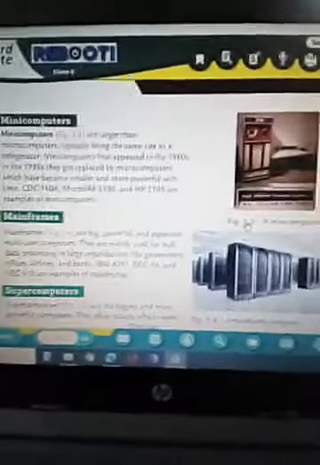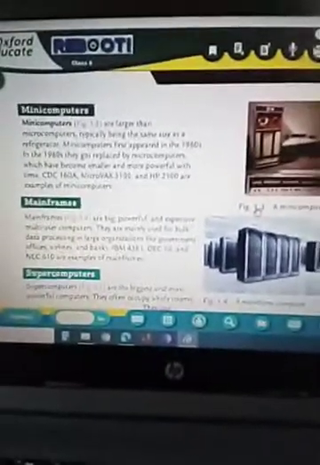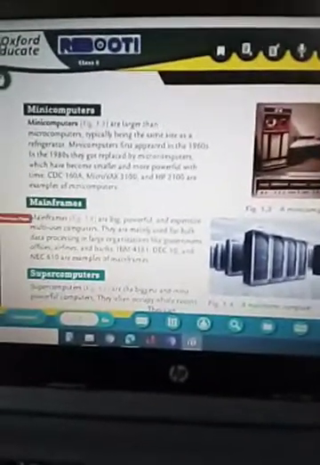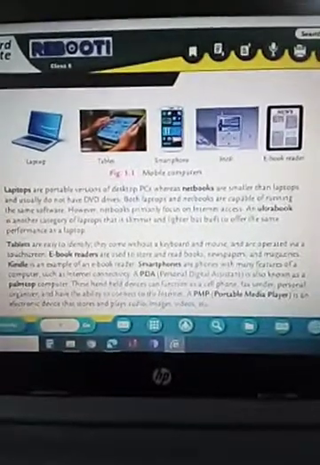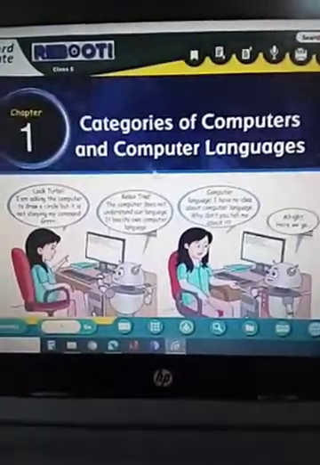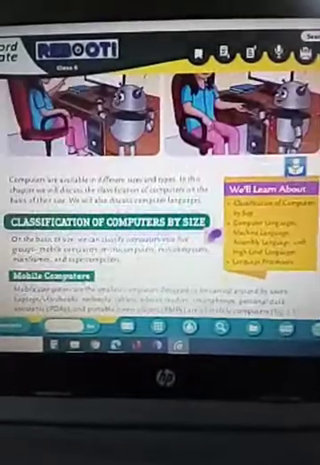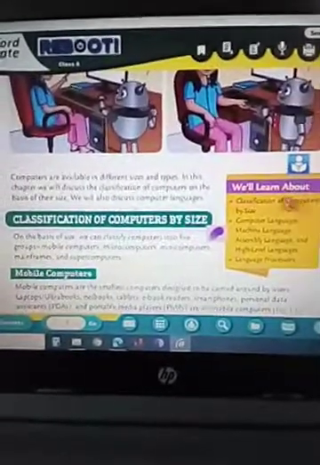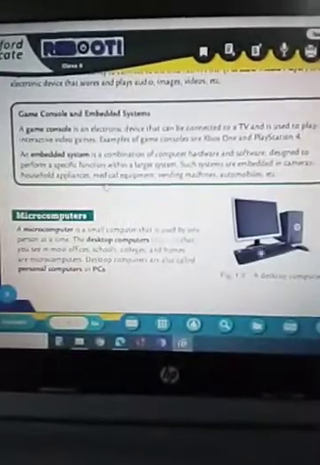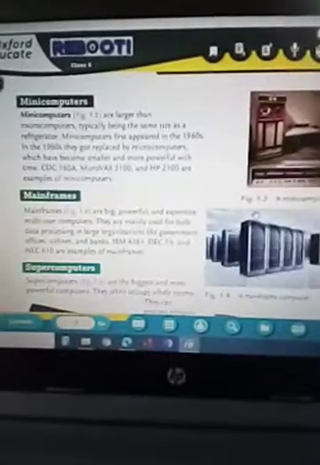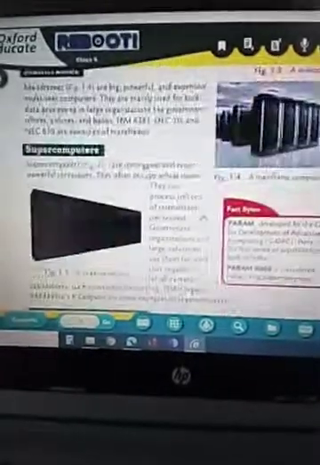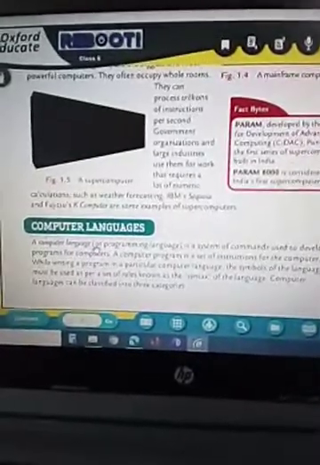So we were talking about the categories of computers. We have seen that in that one. First one, mobile computers. Second one, microcomputers. Next, minicomputers, mainframe computers, supercomputers. Next point is computer language.